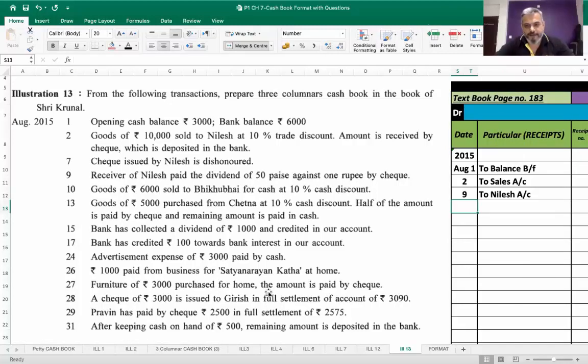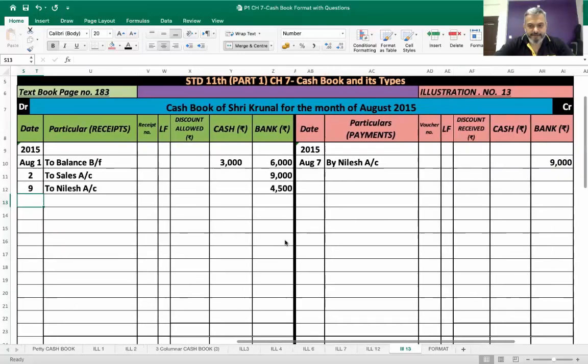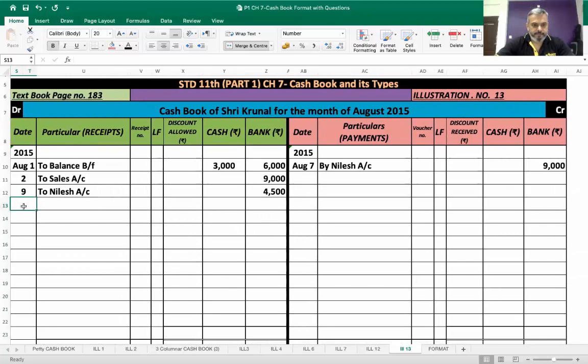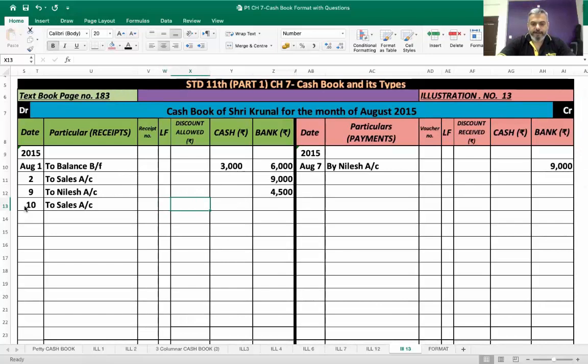Goods of 6,000 sold to Bhikhu Bhai for cash at 10% cash discount. We are selling it at 10% cash discount. So receipt side, 10, to sales account. 6,000, 10% is 600. We sold for cash, so 5,400 on the receipt side.